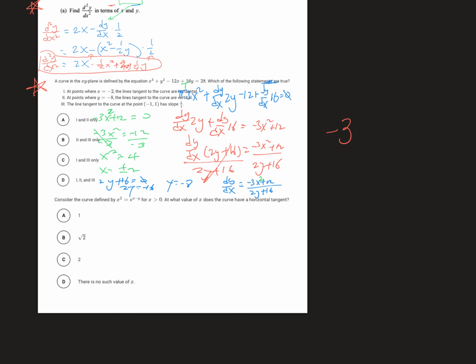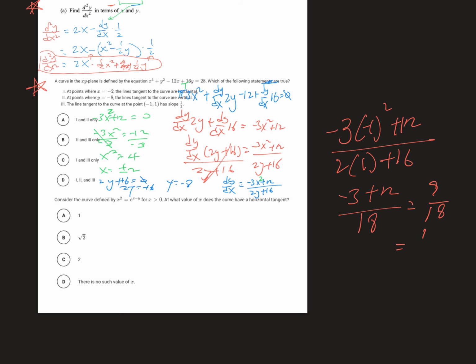Negative 3, I'm going to plug in the negative 1 for x squared plus 12, all over 2, I'm going to plug in the 1 for y plus 16. Just doing some work here. Negative 1 squared is 1, times negative 3 is negative 3, plus 12, all over 2 plus 1 is 2, over plus 16 is 18. So this becomes positive 9 over 18, which equals 1/2.